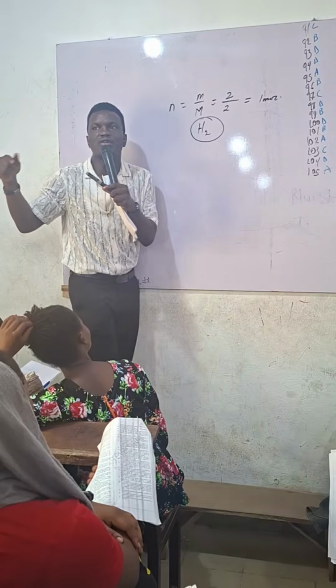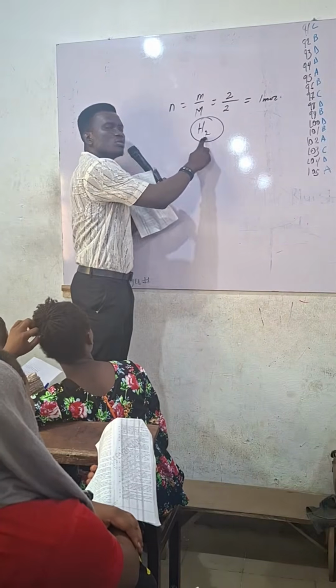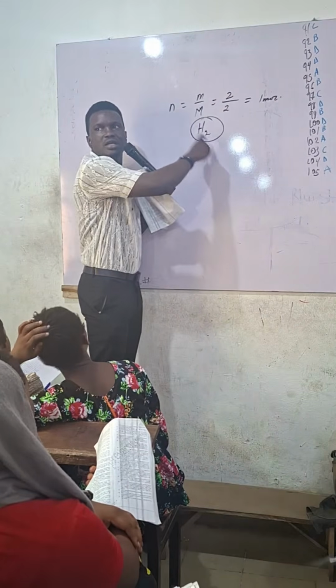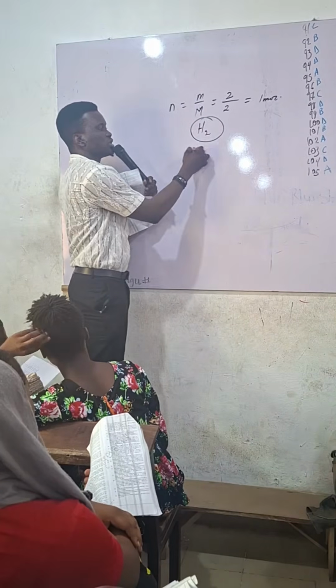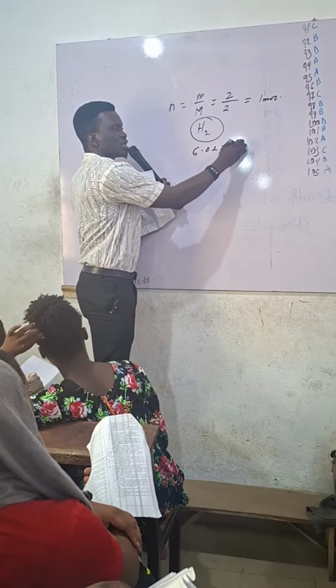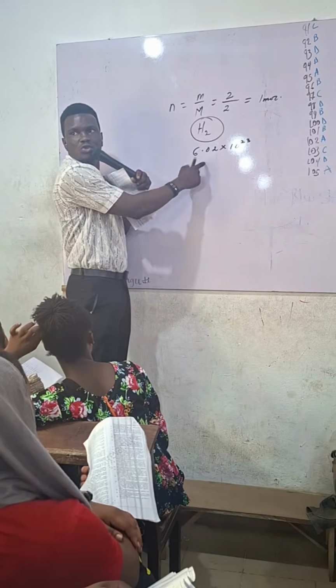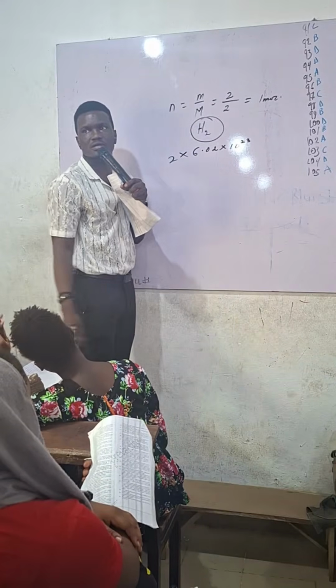But if they had said number of molecules, you will use the 1 mole. But now, how many atoms do we have here? 2. That means in 1 mole of hydrogen gas, there are 2 atoms. So in that 1 mole, which is 6.02 times 10 raised to power 23, you now have 2 atoms. That means this will be multiplied by 2 to give you the total number of atoms.